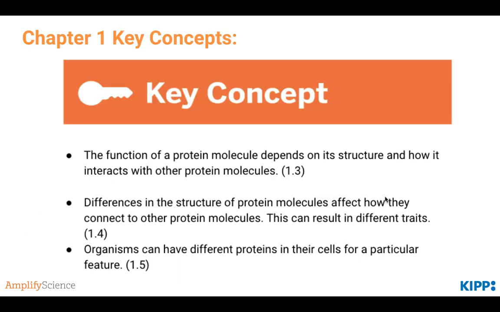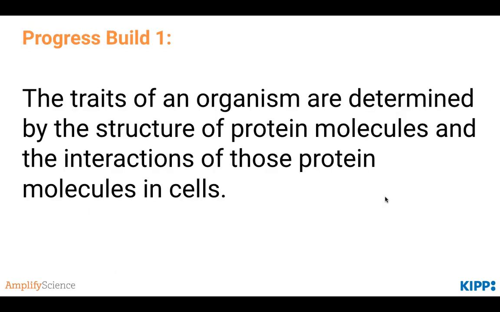These are the key concepts that students should know by the end of chapter one. Take a moment to read over them and then press continue when you are ready. At the end of this chapter, students should know that the traits of an organism are determined by the structure of protein molecules and the interactions of those protein molecules in cells.